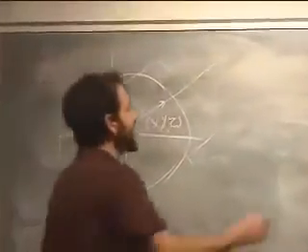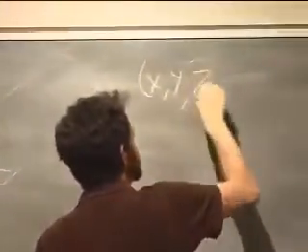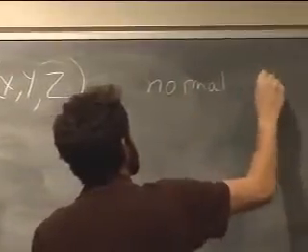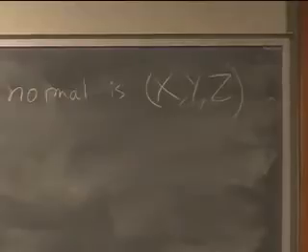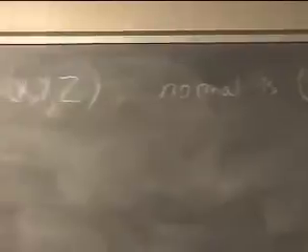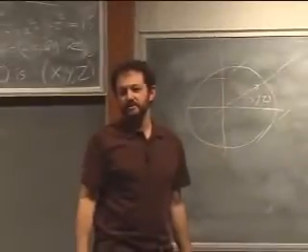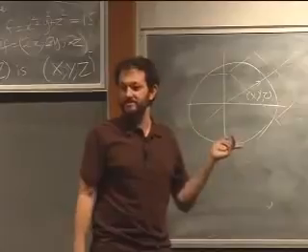So the point is, at the point capital X, Y, Z, the normal is also X, Y, Z. And so what is the equation of a plane through a given point with a given normal? It's only for a sphere that the normal happens to be the same as the point.